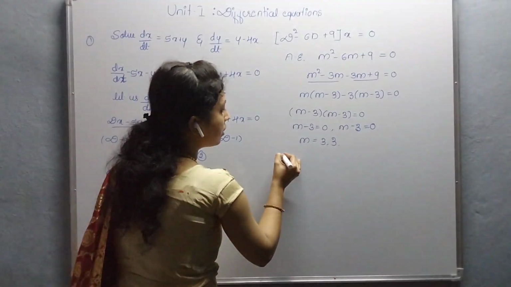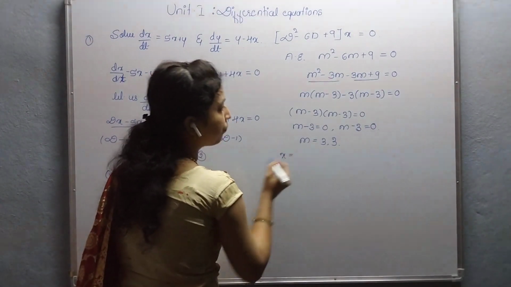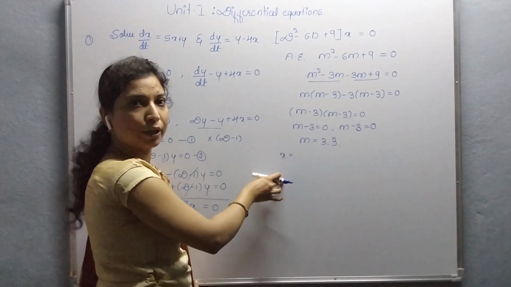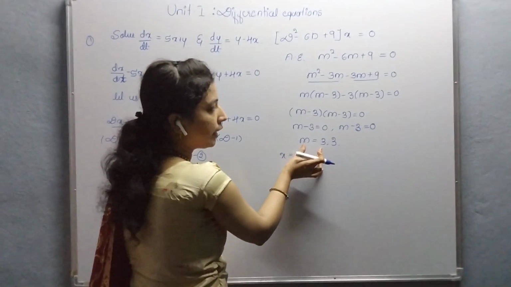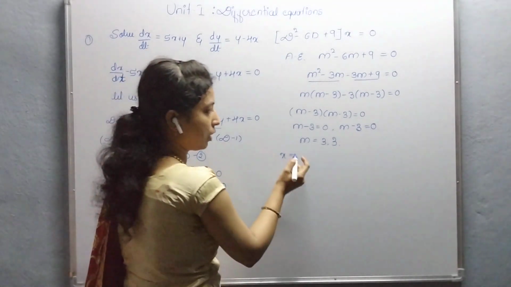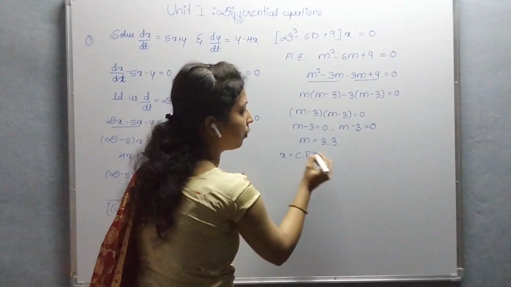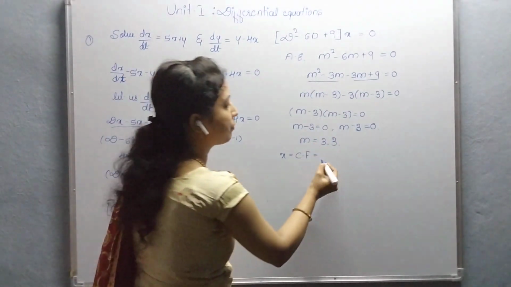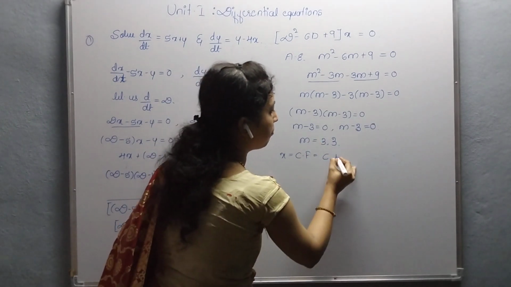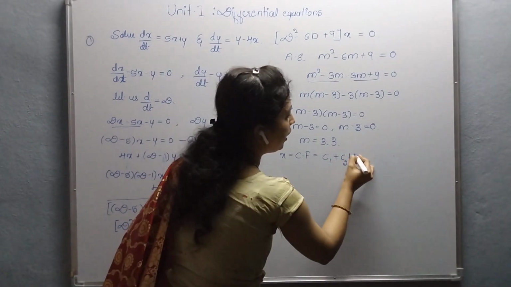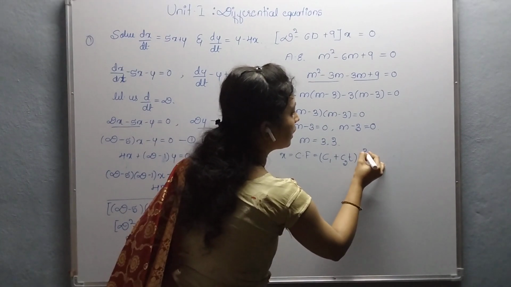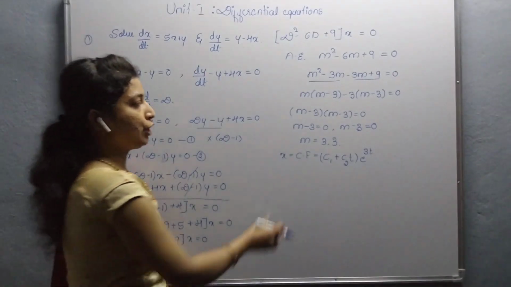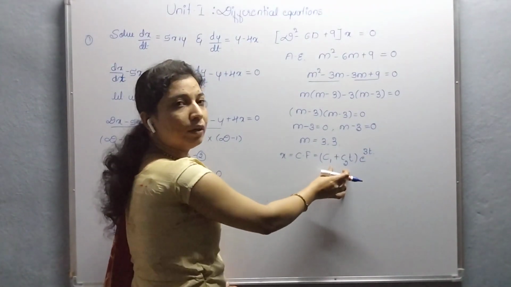Here we write the solution as x is equal to, and we have already studied how to solve the differential equation in 4th sem. So we write x as the complementary function. Here the root m is repeated twice, so we write the solution as (c1 plus c2 t) e raised to 3t. This is the complementary function, or the value of x.